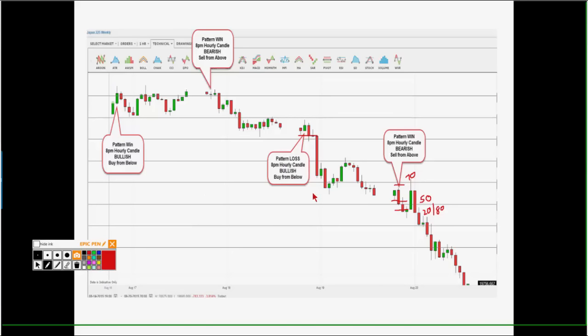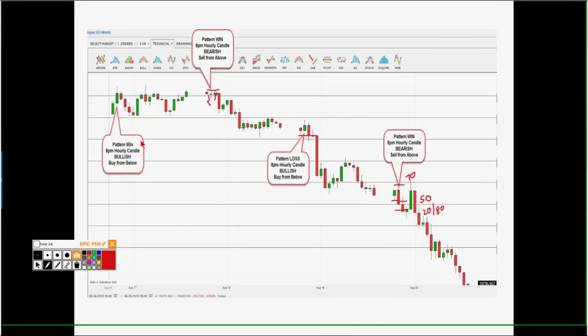This day here, it was a bullish candlestick. It got taken out. The strike price was right about here, and this bearish candlestick took it out. That was a loss, and the pattern didn't hold up. So that was one of the three times out of 33 consecutive trading days that the pattern didn't hold up.